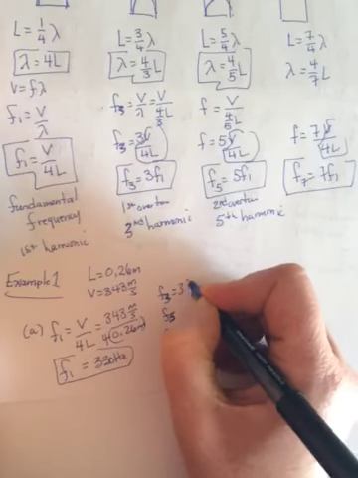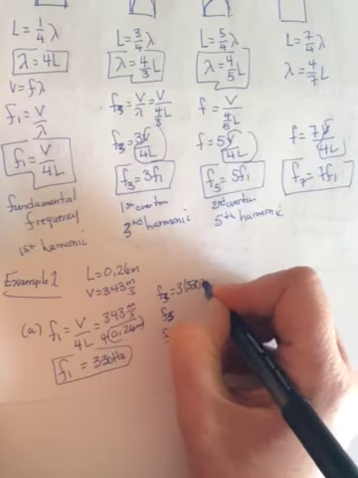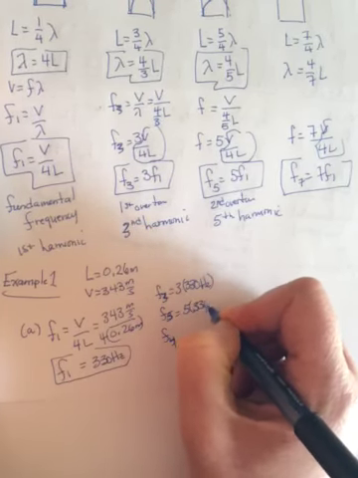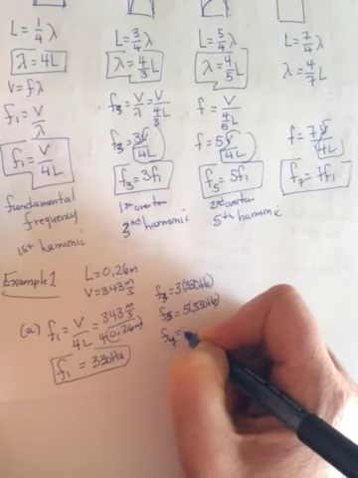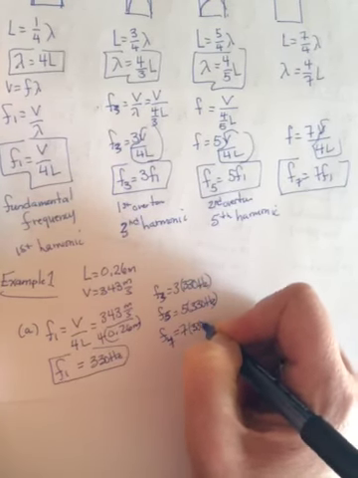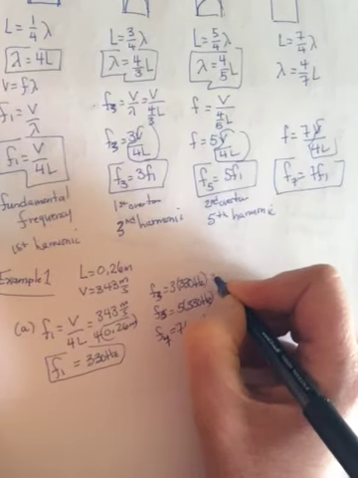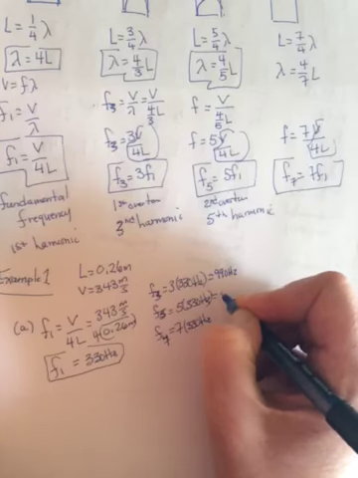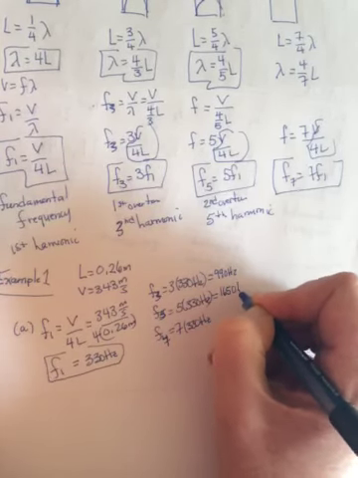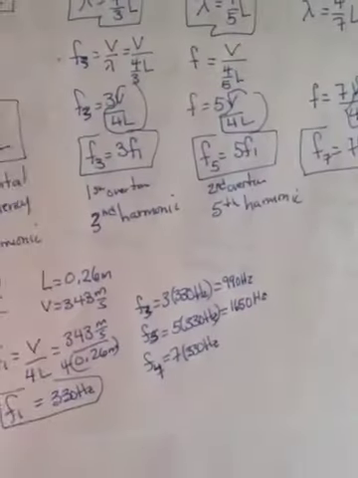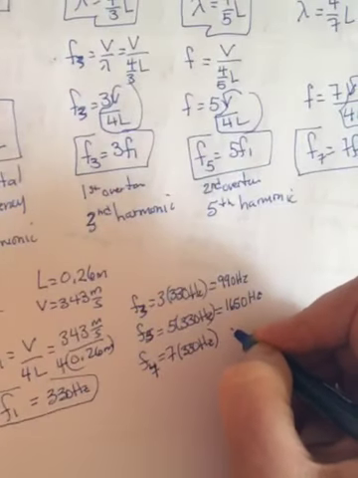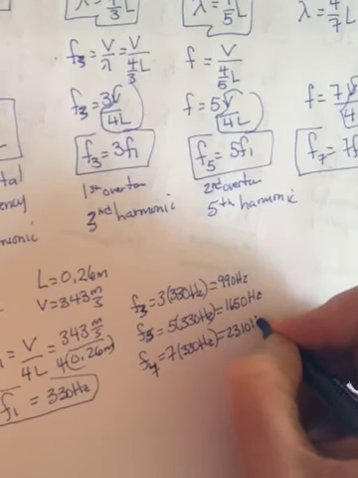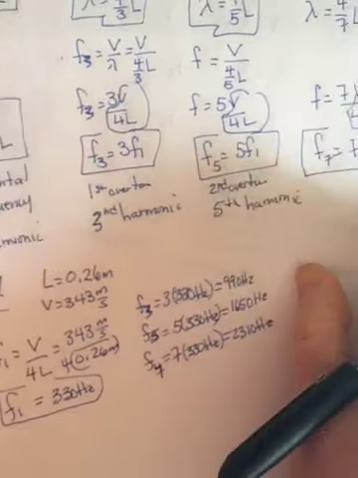So 3 times 330, 5 times 330, and 7 times 330. So 990, 1650, and 2310, all hertz. Okay, so that's the first part.